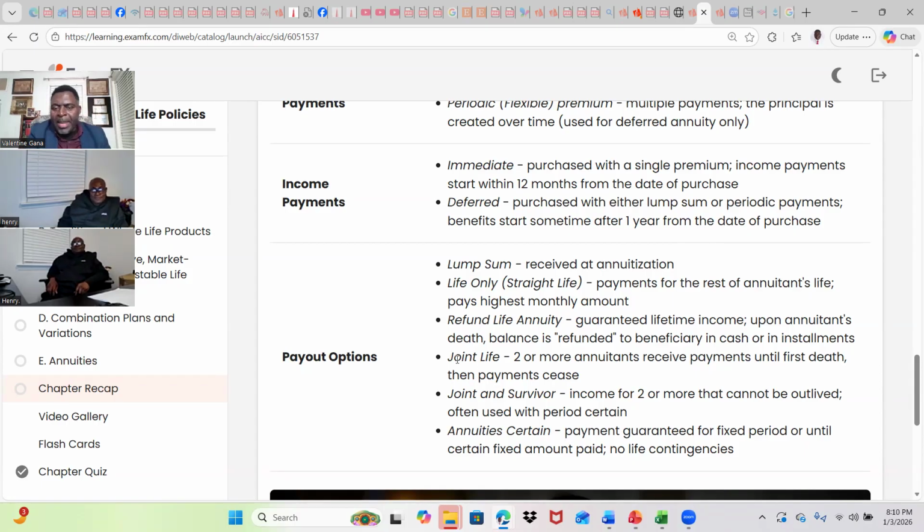They have something that they call joint and survivor, where they'll be paying two people. Again, it's an annuity based on two lives, husband and wife, usually. After the first person dies, they continue paying until after the second person dies before it stops. That is called joint and survivor.